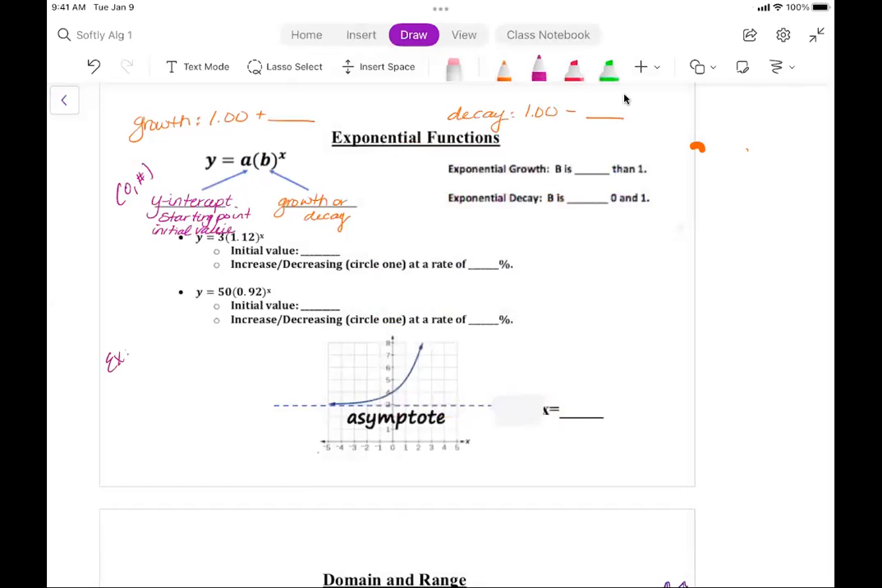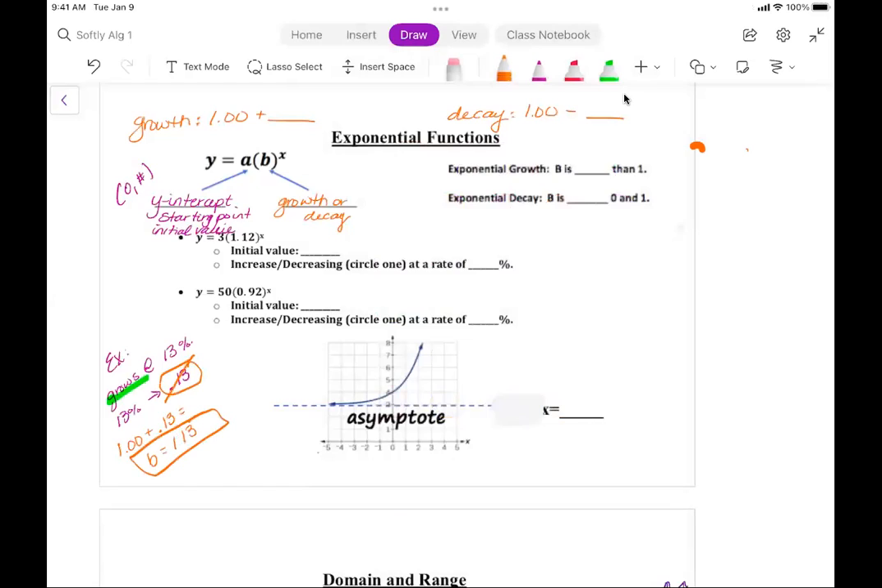For example, I've got something that grows at 13%. I need to know that this 13% as a decimal is 0.13. Since this is a growth, I'm going to add it to 1.00. So this will be 1.00 plus 0.13. My b would end up being 1.13. This is where some of y'all mess up. You can't just go and put the 13 right here. You've got to put this value. This is not it.